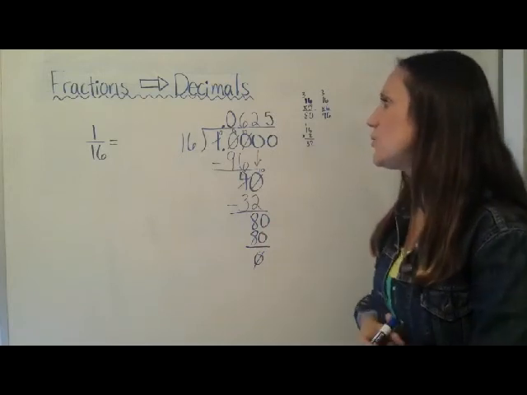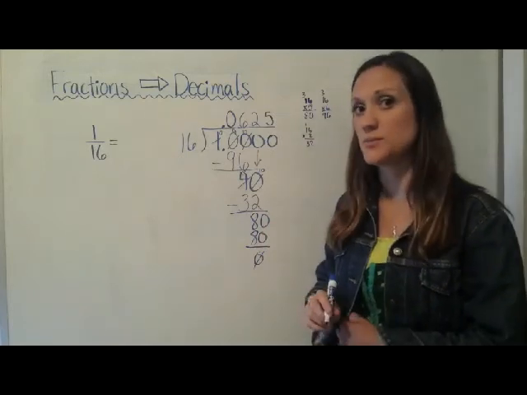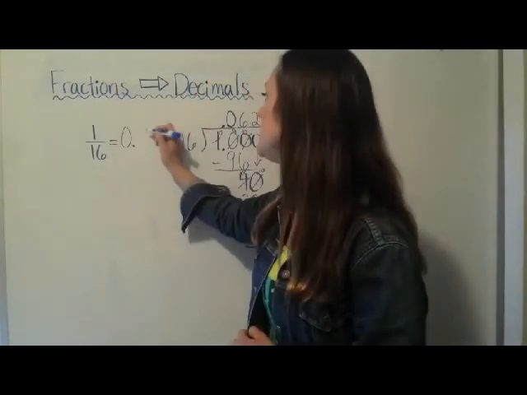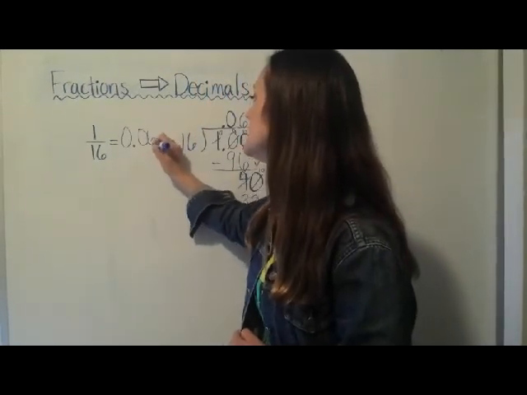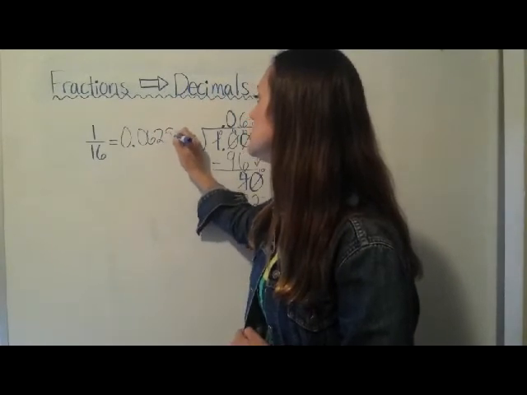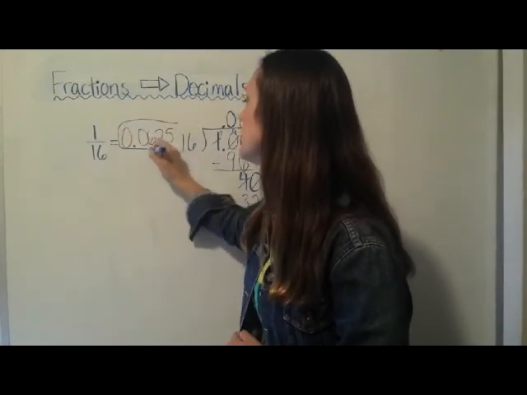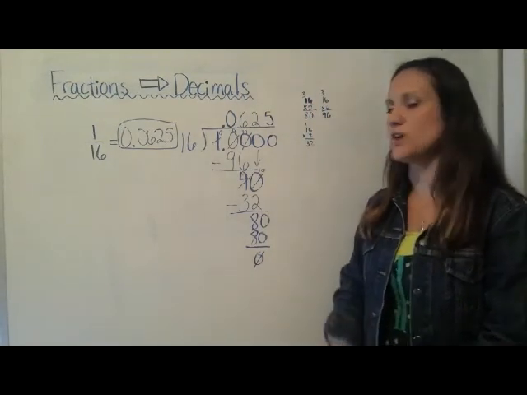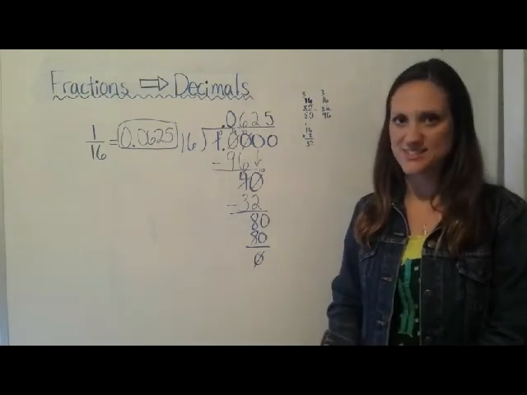So the answer to 1/16 as a decimal is 0.0625. And that is how we take care of larger denominator fractions.